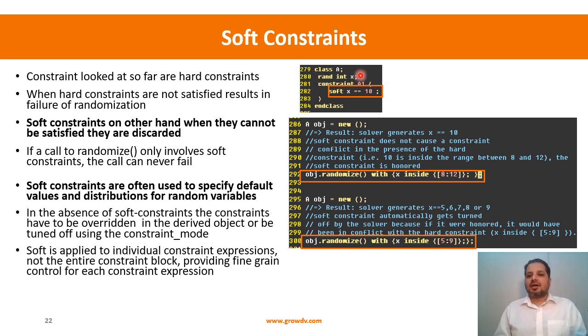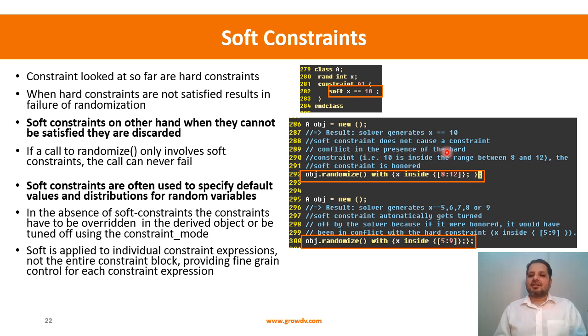Let's say I have this class A, and I am declaring a random integer value x, and I am putting one constraint, and within that constraint block I am defining one soft constraint on the expression, and that expression says soft x equal to 10. So I am expecting that whenever this class is randomized, I want it to take the value of 10. That is what I want. Okay, now I am creating a new object, and I am calling object.randomize with an inline constraint saying x should be inside 0 to 12.